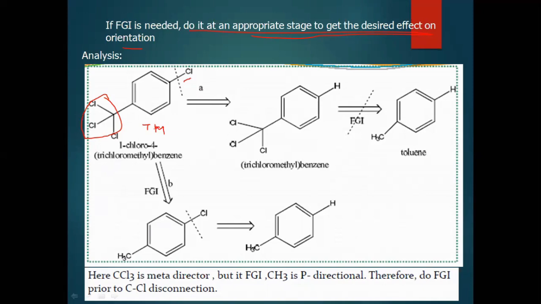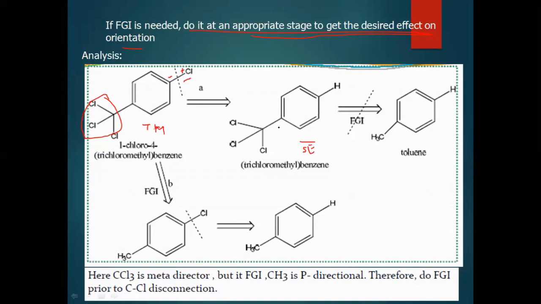In path A, you are planning to do the C-Cl disconnection. After the disconnection of C-Cl, you will get this kind of synthetic equivalent, that is trichloromethyl benzene, Cl minus and benzene. This will carry a negative sign, and this will carry a positive sign and will act as an electrophile. So trichloromethyl benzene is your synthetic equivalent.